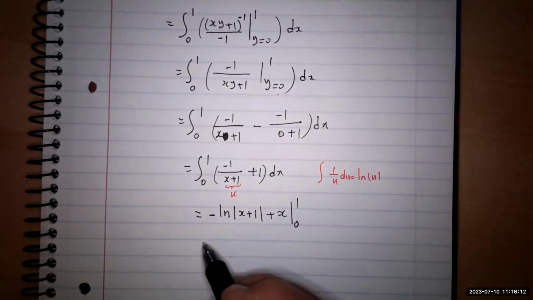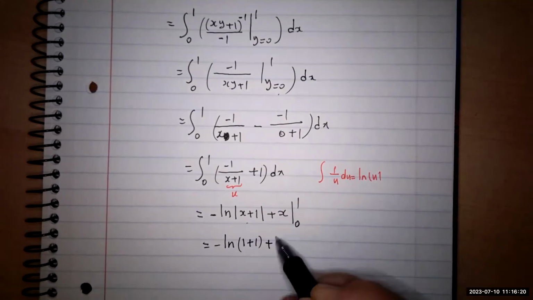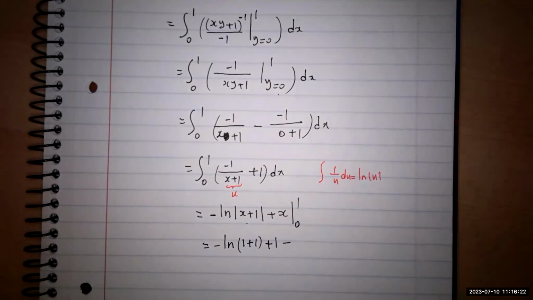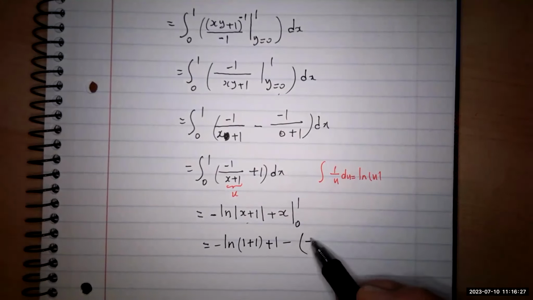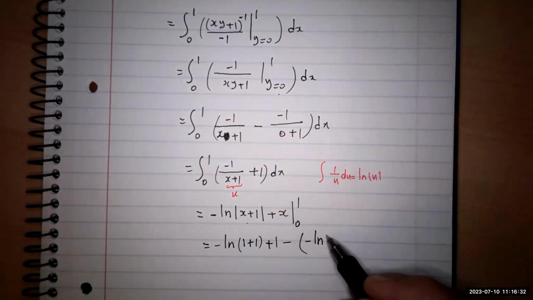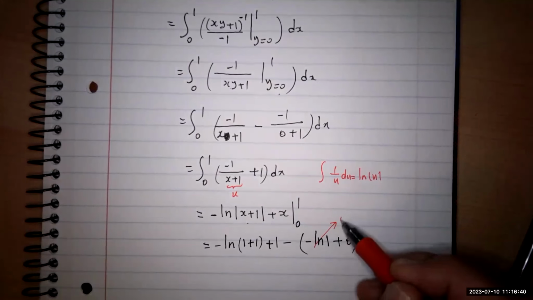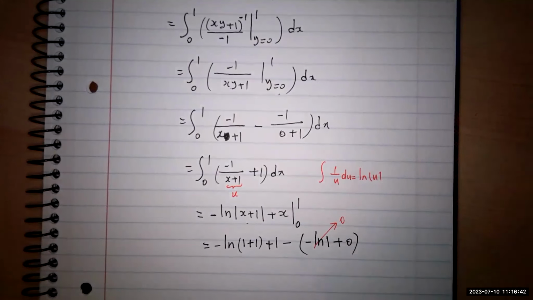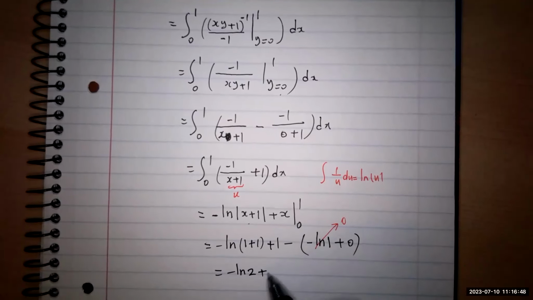Now replace x by 1, so it's going to be negative ln. You don't need the absolute value because it's going to be 1 plus 1, and the plus 1. Then minus, when you replace the x by 0, that gives a negative ln of 0 plus 1, which is just ln of 1, plus 0. And you know that ln of 1 is 0, so you end up with negative ln2 plus 1.